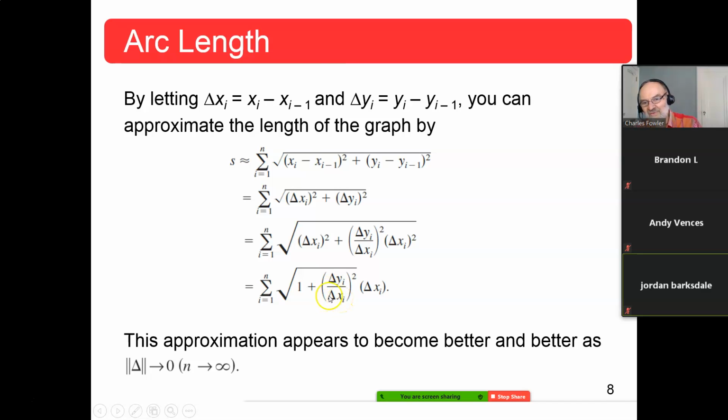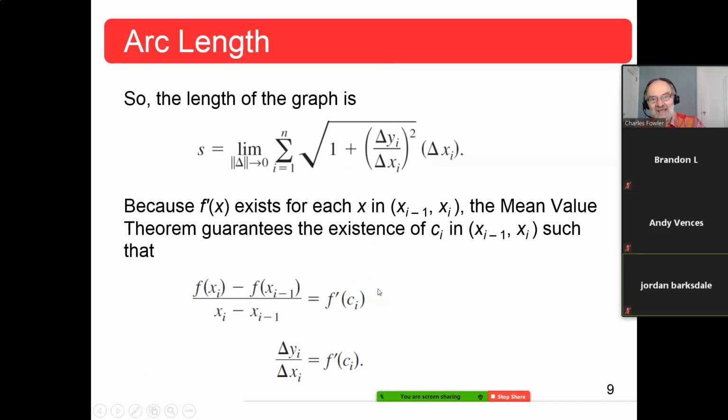As you take a limit, as you let n go to infinity, your interval's getting smaller and smaller. This is a dy dx. That approximation appears to become better and better and better as the norm of this partition is going to 0, n is going to infinity. This is what you expect here. And that would then become an integral from a to b of the square root of 1 plus f prime squared dx. That's exactly what you get.